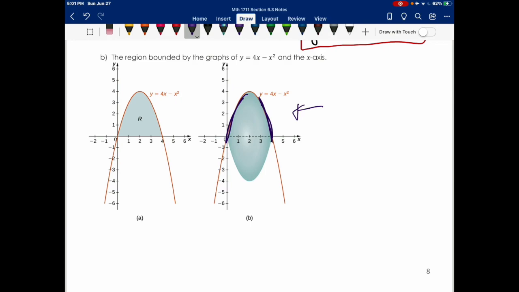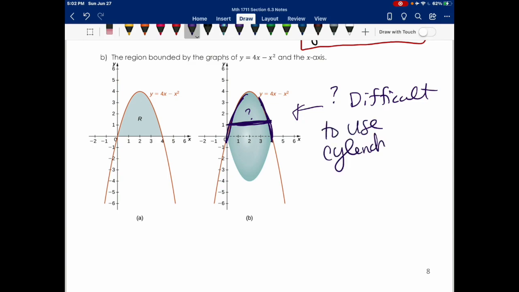Now, if I look at this, and I imagine cylindrical shells for this, it would be really difficult to come up with the height of that cylindrical shell because we have the same function on either side of that cylindrical shell. So typically when we find the height of the cylindrical shell, it's just going to be one function, or you take the difference between two functions. But when it's bounded on both sides, how do we take the same function and subtract it from itself to find that height? So I think that's going to be a little too difficult to use cylindrical shells.